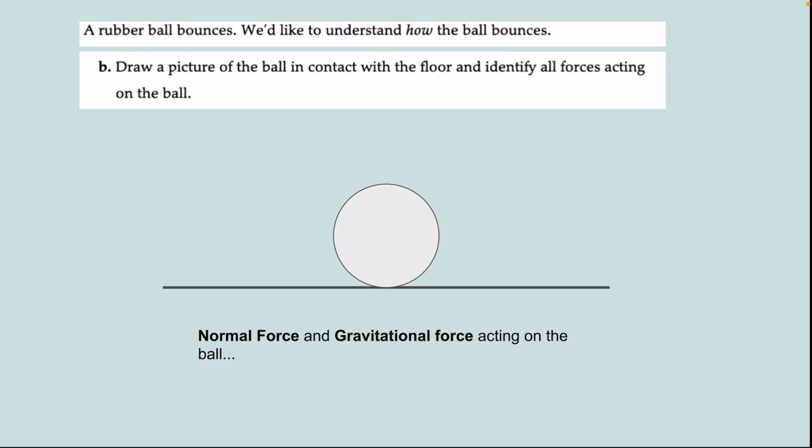Part B, draw a picture of the ball in contact with the floor and identify all forces acting on the ball. So this is my picture, and the only forces that are going to be acting on this ball are normal force and gravitational force. Normal force being the force that the surface exerts on the ball, and gravitational force being just the product of gravity.